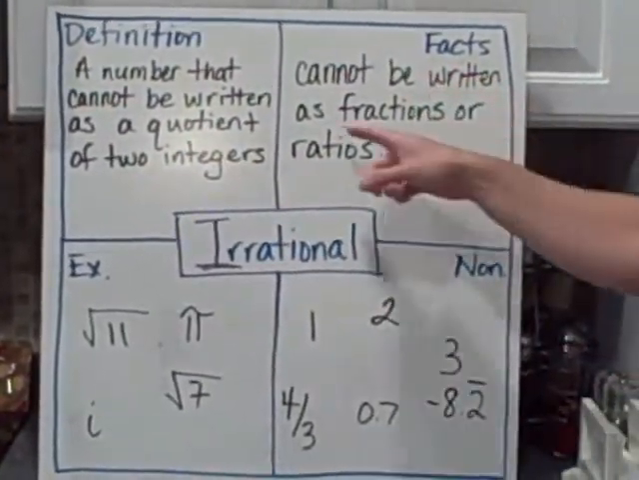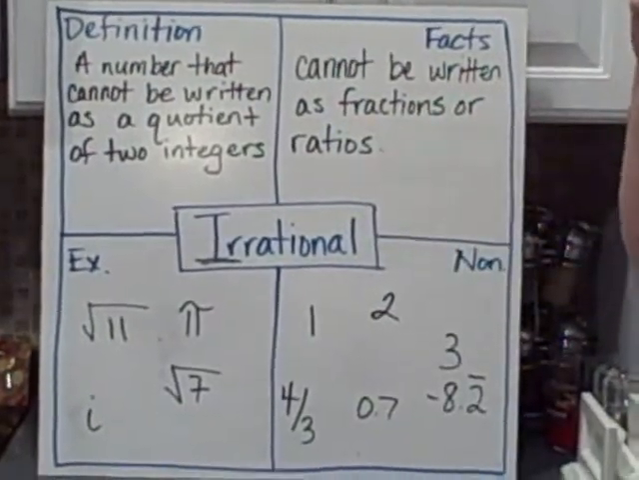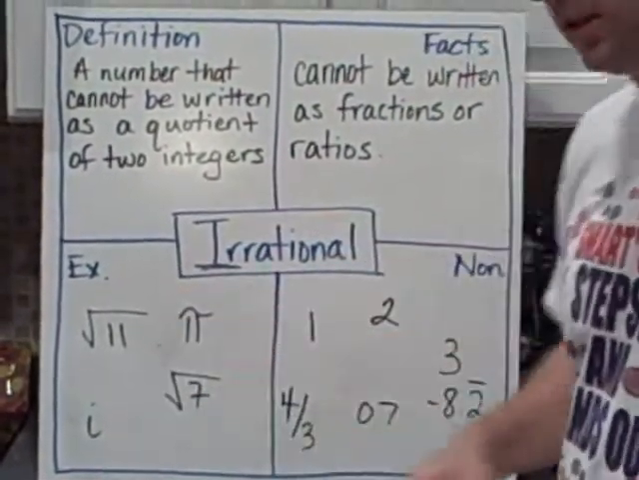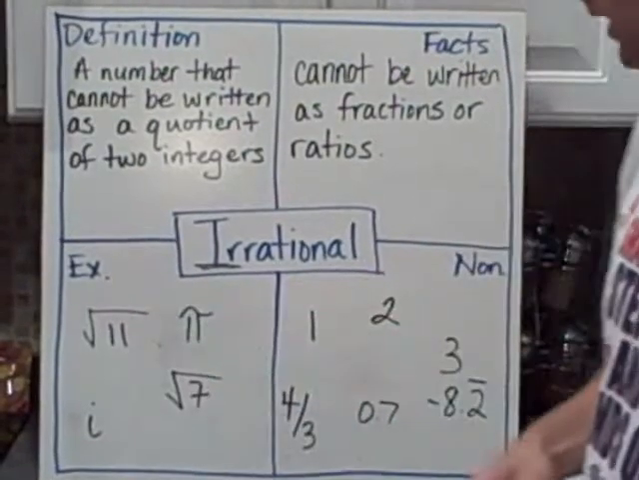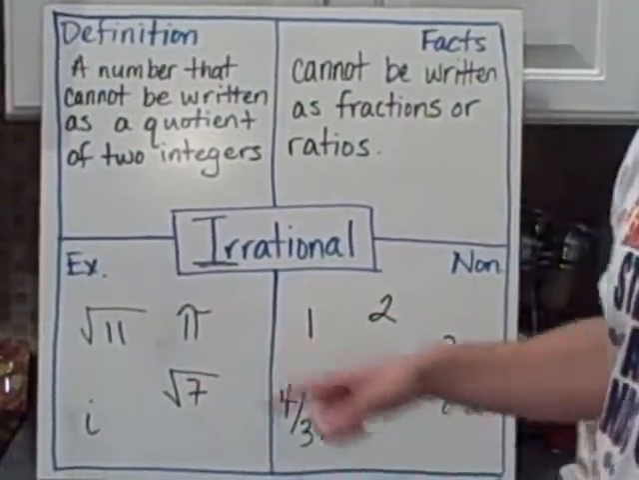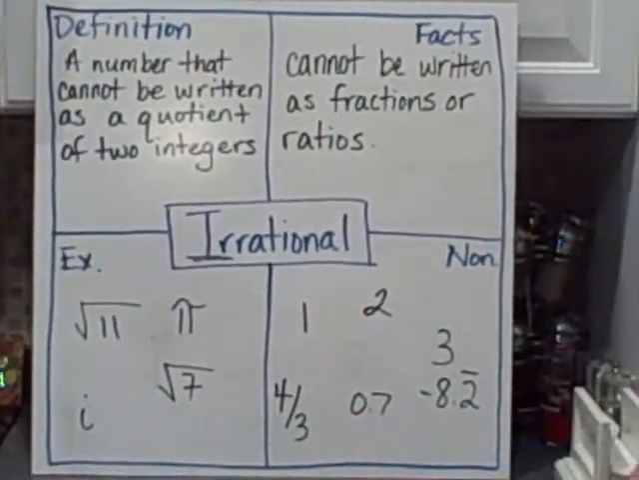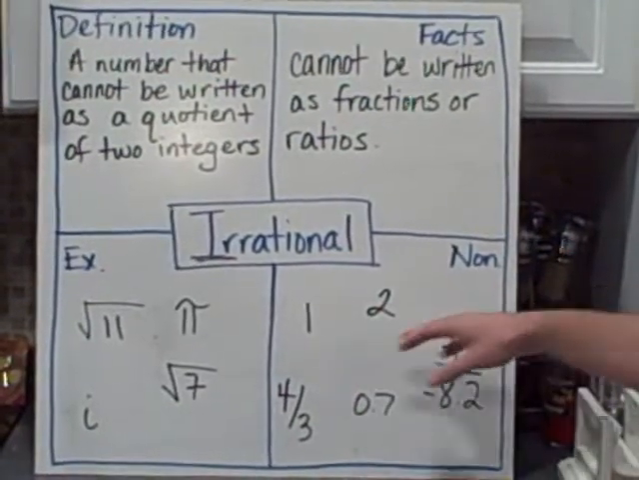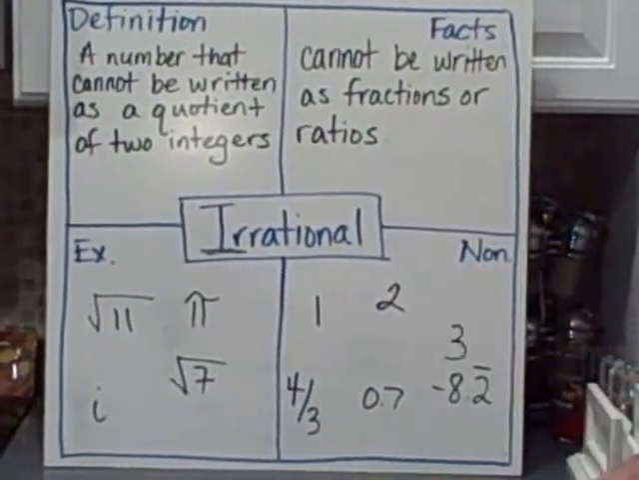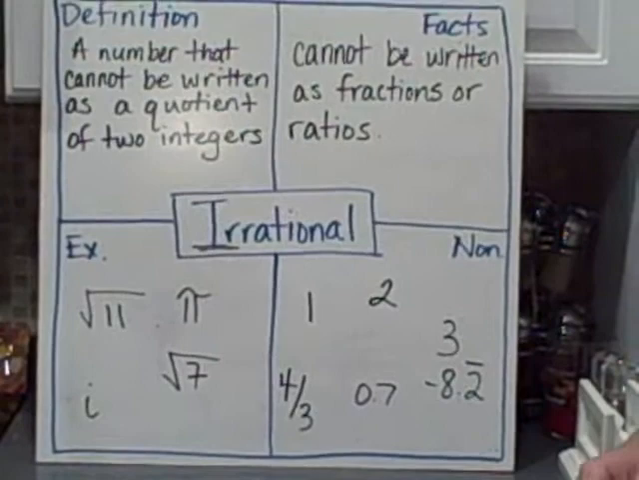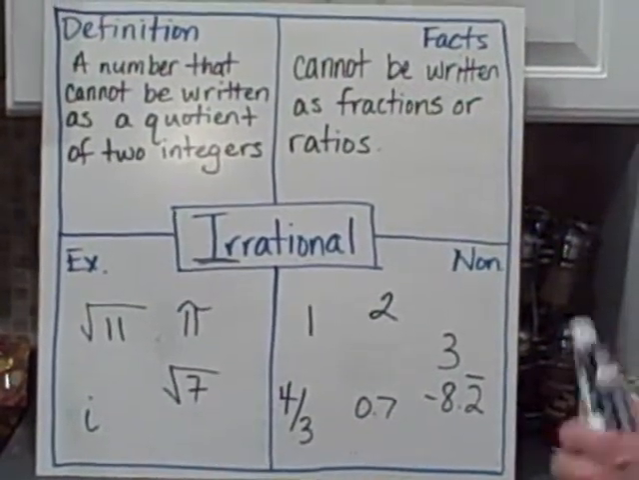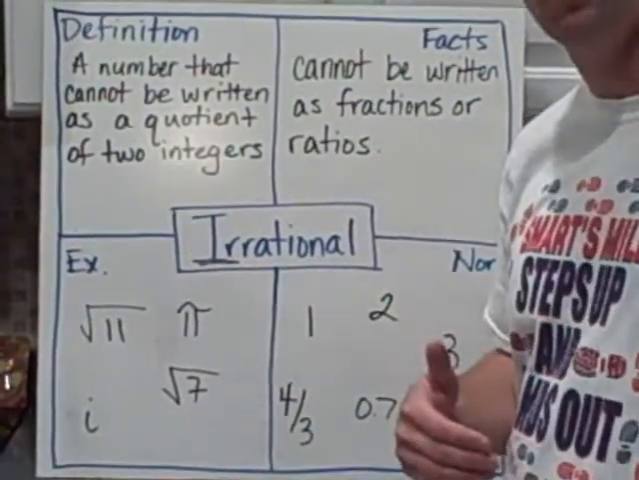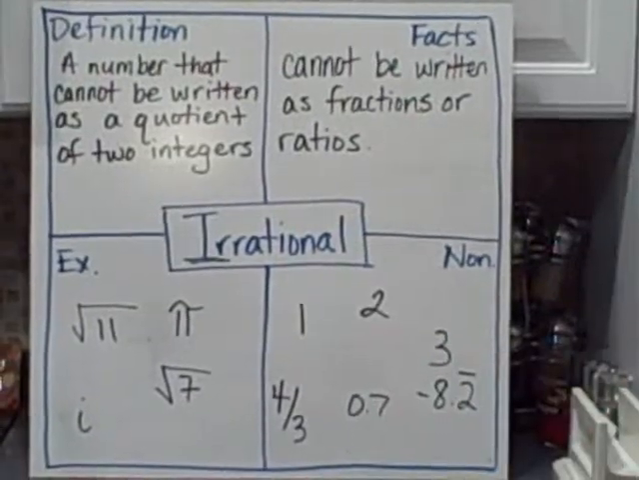It cannot be written as fractions or ratios. Your examples are the square root of 11, or the square root of 7, or pi. Your non-examples are 1, 2, 3, anything that was rational. So go ahead and fill those in. If you needed to, you can go ahead and rewind and write down anything that you missed if I was talking too fast.